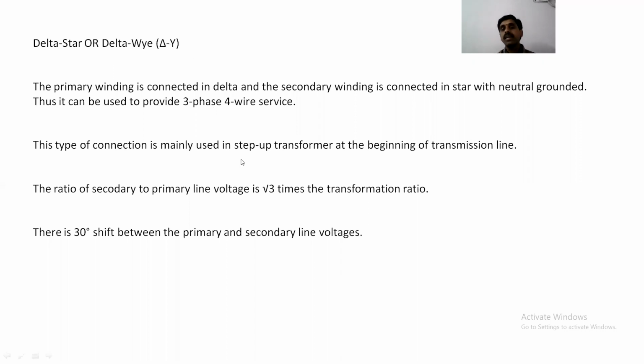This type of connection is mainly used in step-up transformers at the beginning of the transmission line, that is, the generation side. Between generation and transmission, this transformer is connected to step up the voltage, because we can step up from 11 kV to 400 kV and transmit the power. There is a 30 degree shift between primary and secondary line voltage in the delta-star.